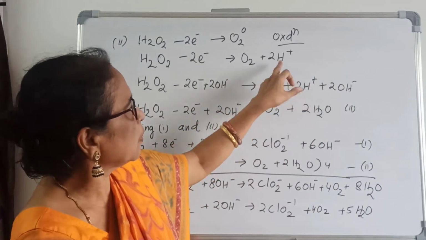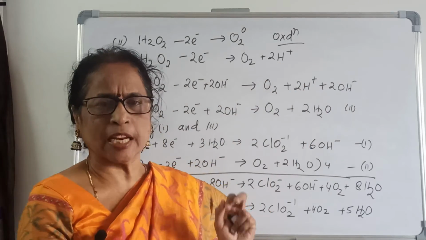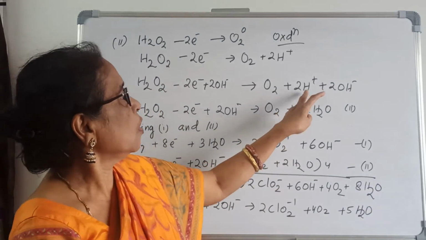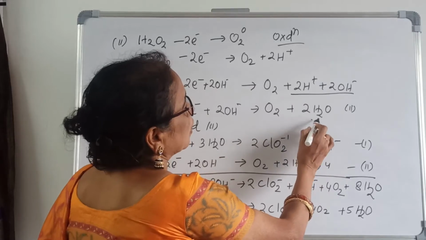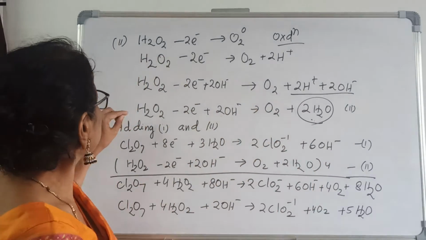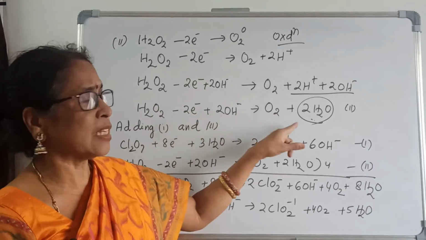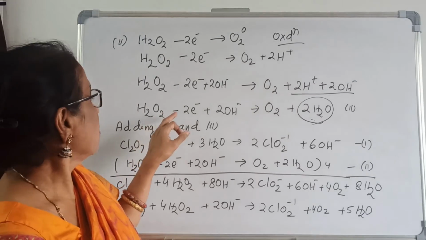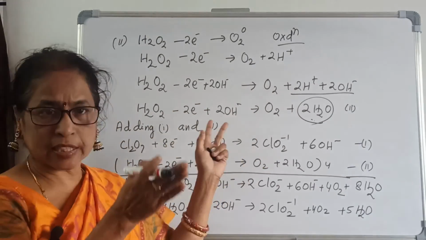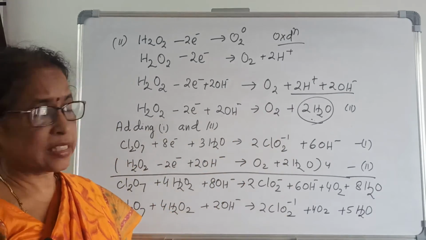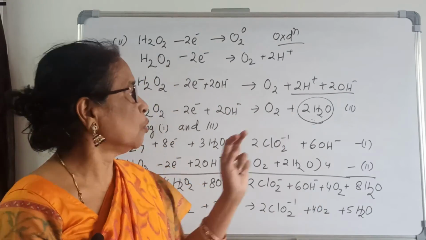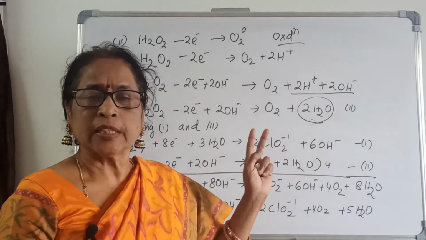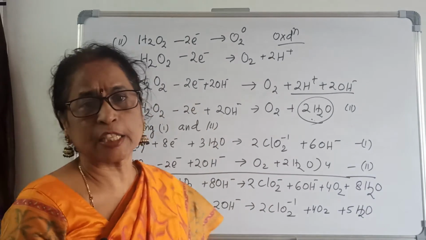Now you see 2 H plus already there and 2 OH minus, that means both ions can be replaced by water molecules. So this can be replaced by this water molecule. Now on this side you can see 2 OH minus, and on this side 2 water. What is the last equation? Hydrogen peroxide H2O2 minus 2 electrons plus 2 OH minus on the reactant side, and on the product side O2 plus 2 water, because 2 H plus and 2 OH minus can be replaced by 2 water. Now the second reaction where oxidation takes place is balanced.